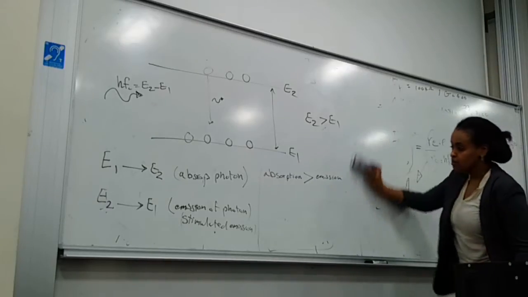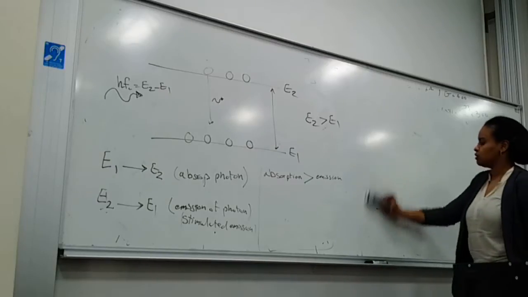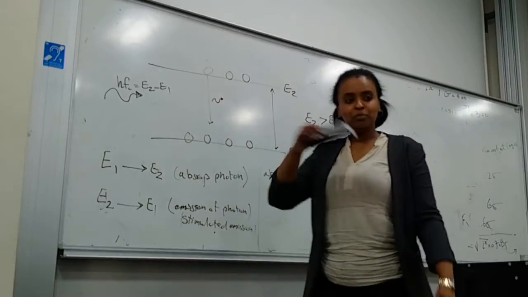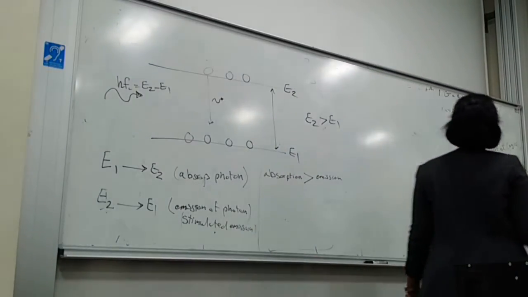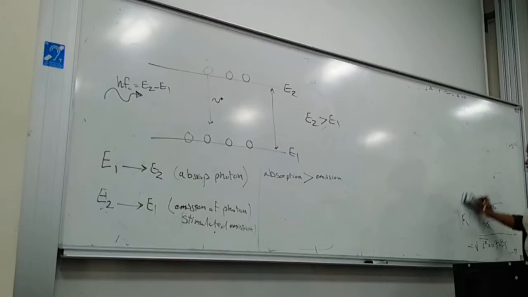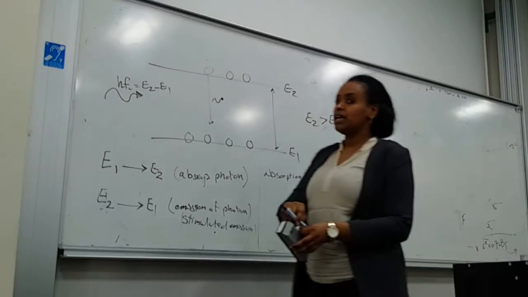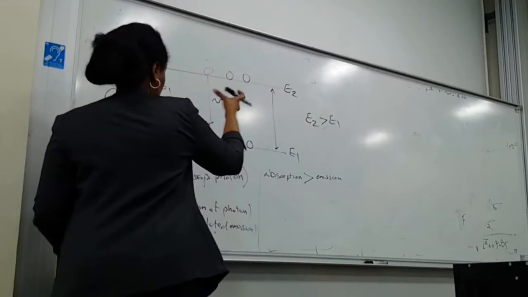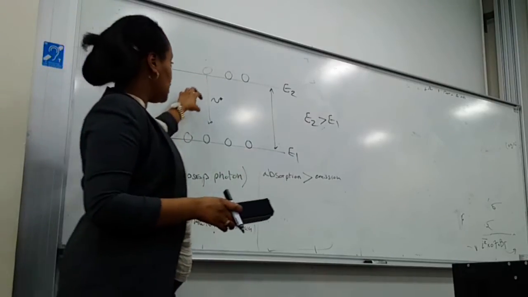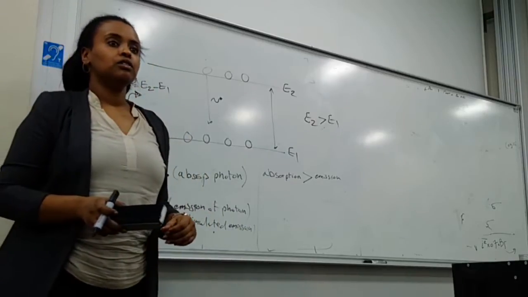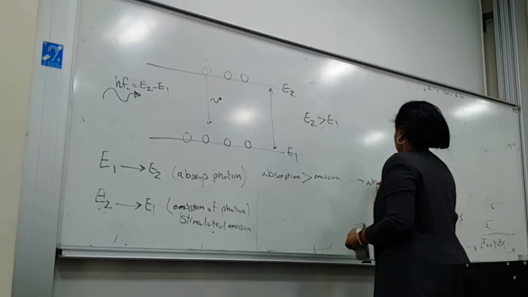What if emission dominates over absorption? We'll have a population inversion. This will happen later. But if we have more emission than absorption, the electromagnetic field, as it propagates, will stimulate atoms at E2 to fall down to E1 and emit another photon. So what will happen here? Amplification.